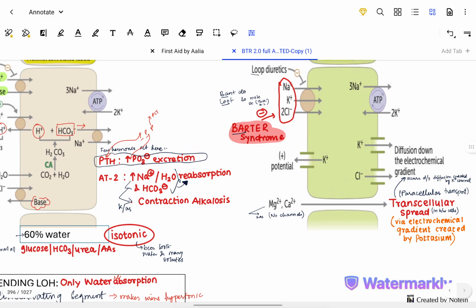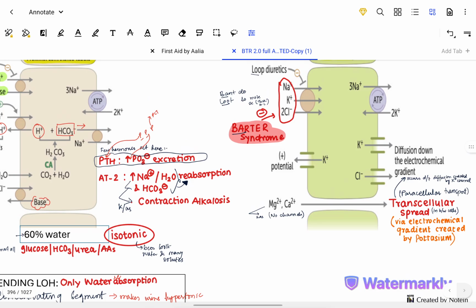So it inhibits the reabsorption of these things. So there will be no reabsorption of potassium, sodium, chloride. Or in Bartter syndrome also, there will be no reabsorption. There is a problem in these channels. How to remember? Bant do loot lo mote se. Mote, why did I say mote?